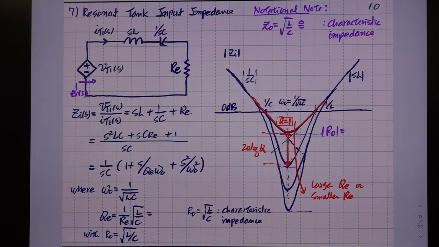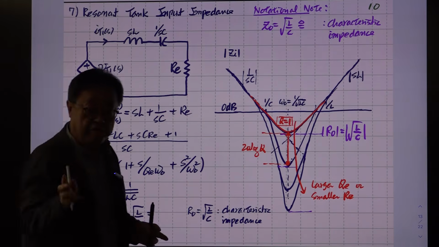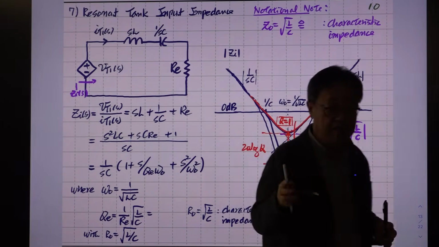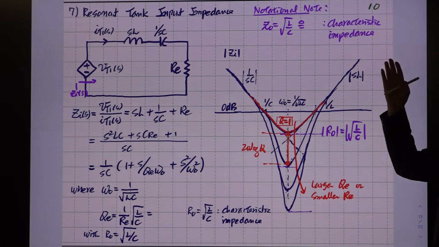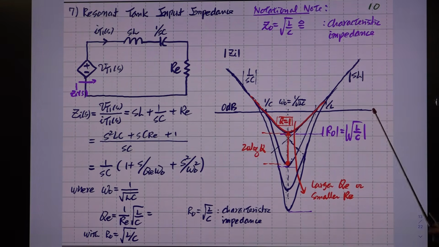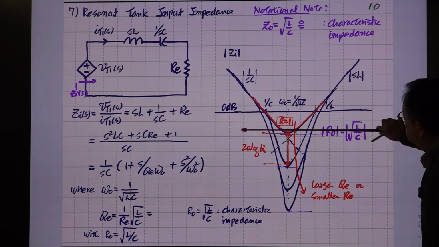The magnitude of RO is the magnitude of the square root of L divided by C. When I put two vertical bars like this, it means magnitude, it indicates 20 log of something. Writing 20 log every time is too long, so sometimes I use just two vertical bars to indicate the 20 log scale. So this is the value.